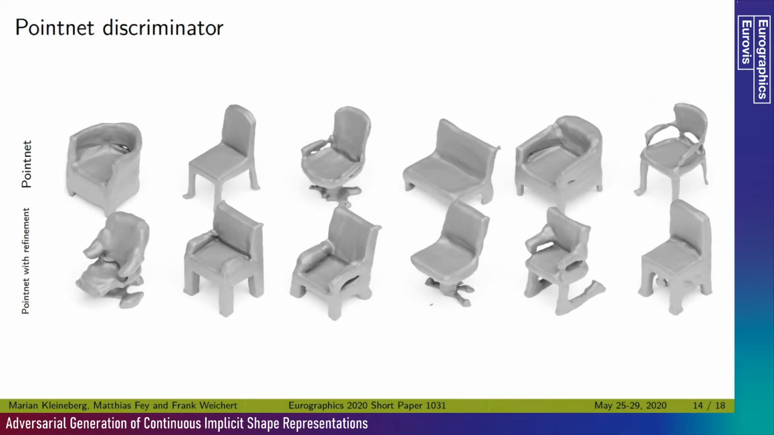In the top row you can see the GAN that uses only the Pointnet as a discriminator, and in the bottom row you can see the Pointnet discriminator with the refinement step.